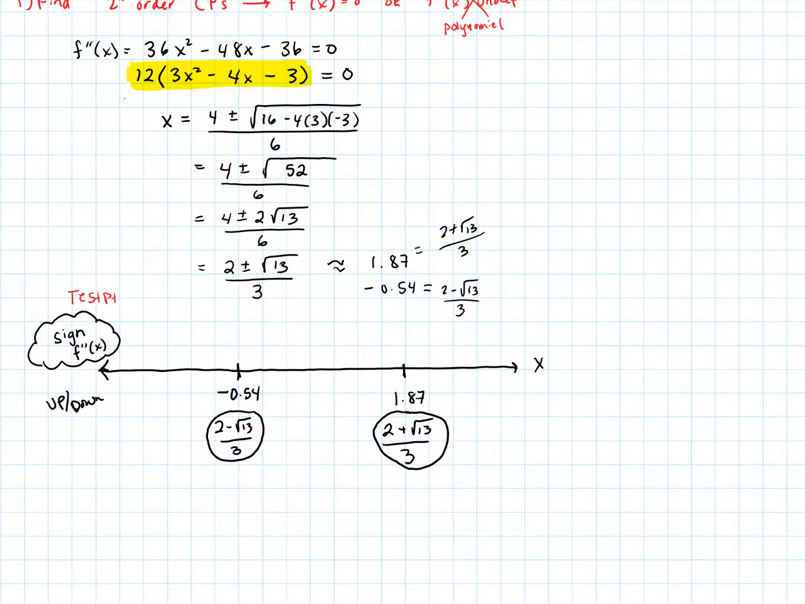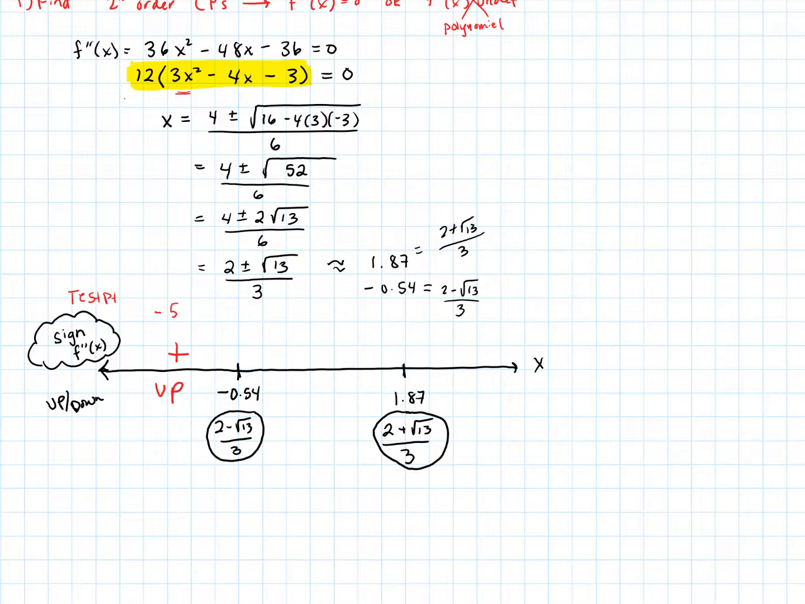So we're going to pick something to the left of negative 0.54, which is 2 minus root 13 over 3. Like, I don't know, I'm going to grab negative 5. I think about plugging it in here. 3 times negative 5 squared is going to be 75. Then I'm going to add 20, and then I'm going to subtract 3. That is going to be positive. So that's concave up. Okay?